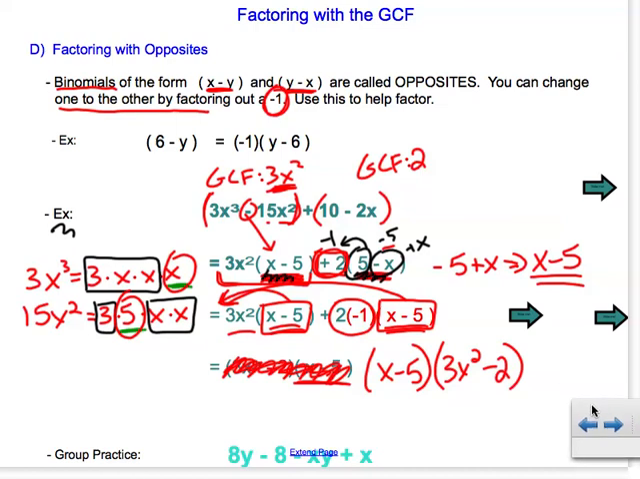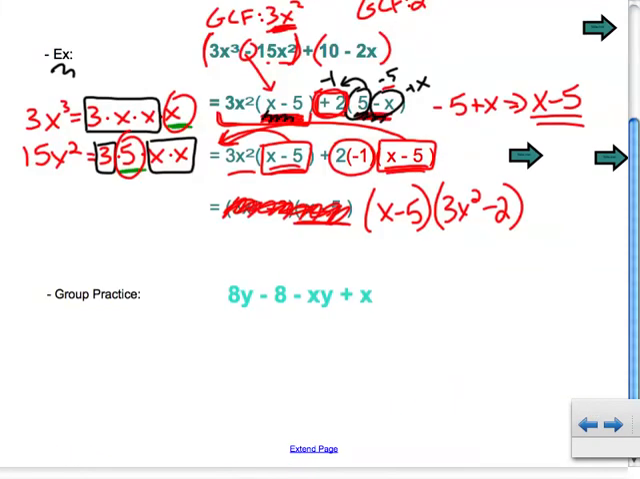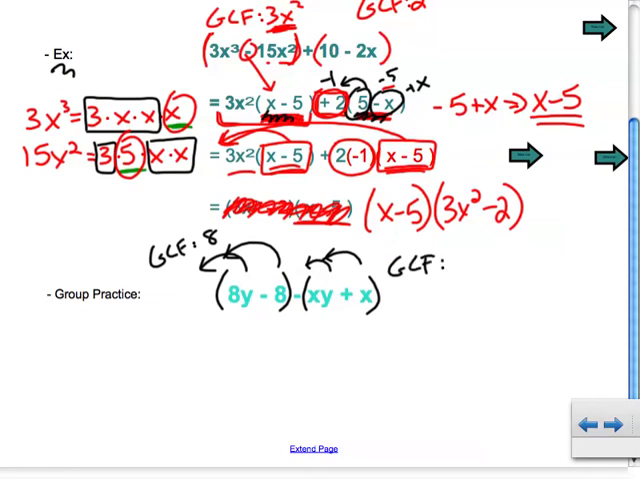I have another example here. Why don't we do this one together just so it can really drive home the point. So let's group them together. What am I going to factor out of this first group? My GCF there is simply going to be 8. What do I want to factor out of the second group? My GCF here would be variable x. So when I take out 8 here, I have y minus 1.